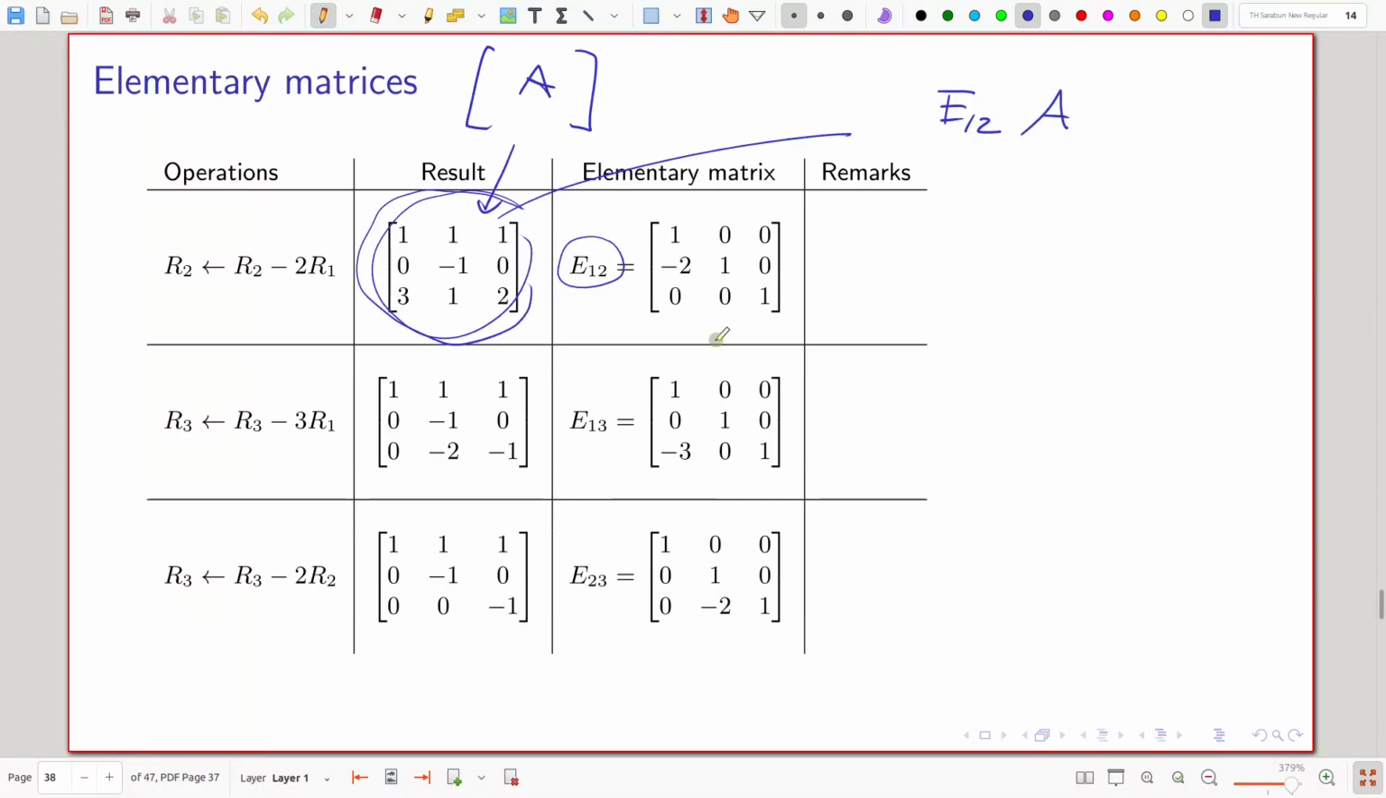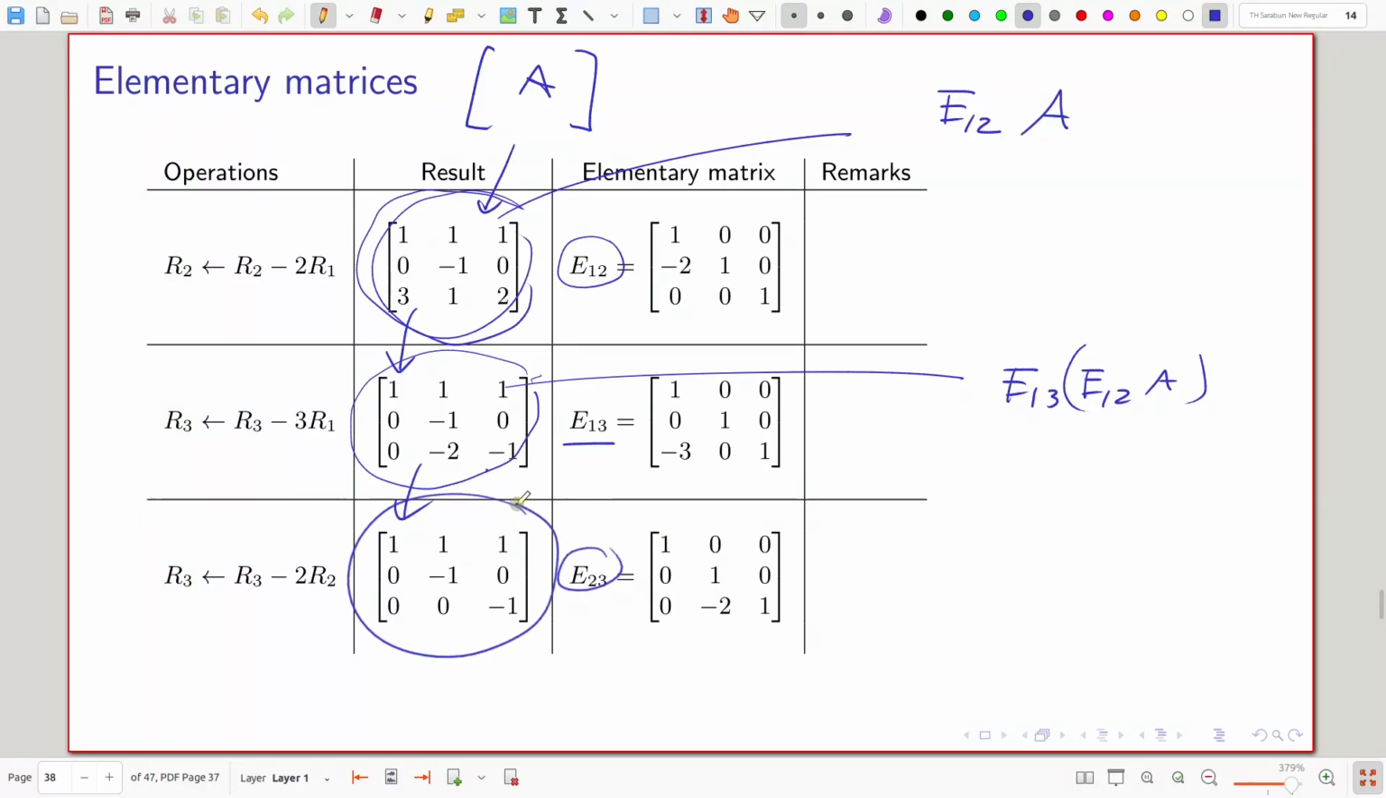How can you get to this matrix? You multiply this with E13, right? So this matrix is E13 times this one. But what exactly is this one? This one is E12 A. And to get to this matrix, what do we need to do? We multiply this matrix with E23, right? So this matrix is basically E23 times E13 times E12 times A. And this matrix is U. So we get this equation.